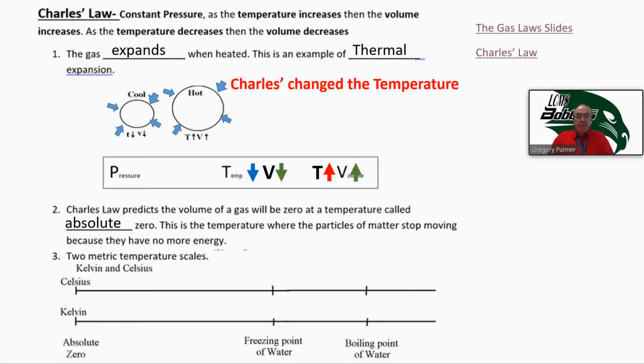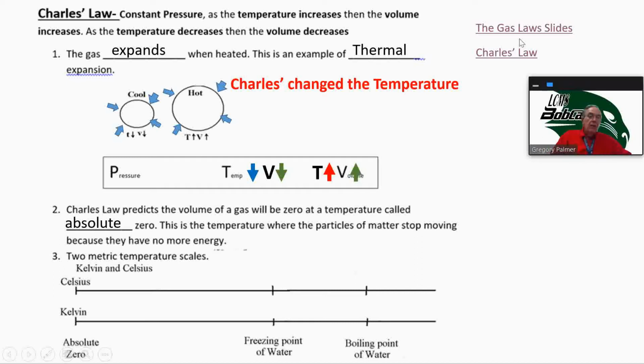But what Charles's law says, it predicts the volume of the gas would be zero at a temperature called absolute zero. So basically what he's saying is if the particles stopped moving, they wouldn't take up any more space. And the volume would go to zero.